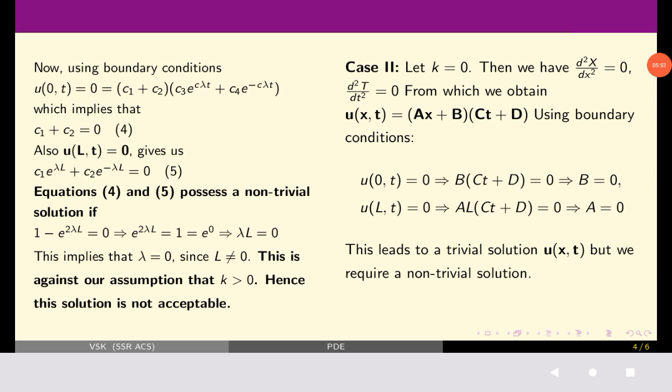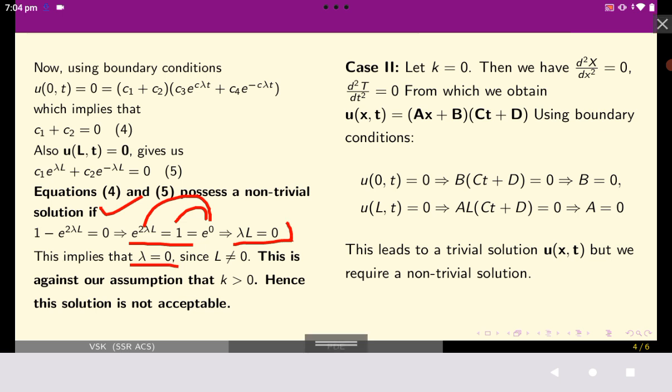So this value we have found over here, and from this we get this, and 1 can be written as e to the power 0, so comparing the powers we get lambda L is equal to 0, but this implies lambda is equal to 0 because L is not equal to 0.